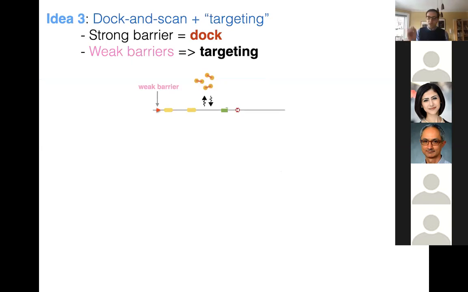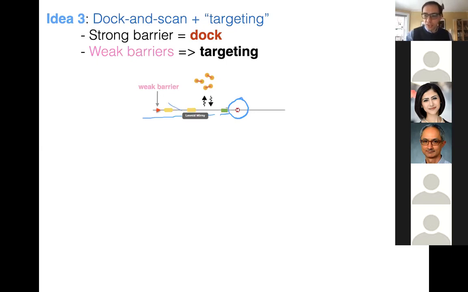So let me add one more idea, and then I will take questions. And I'm actually basically at the end. The last idea is that you can target these facilitated interactions to specific places. So this is our previous dock and scan diagram. So this is a strong CTCF. That's a gene. This gene will be looking for its regulatory site along this region by dock and scan.